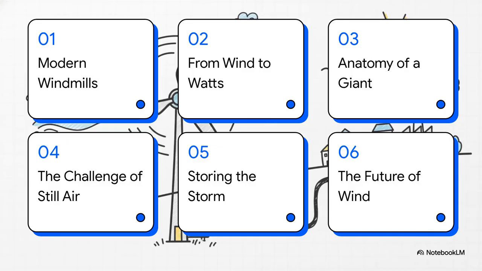So here's our game plan. We'll start with the basics of modern turbine design. Then we'll trace the journey from a simple breeze all the way to a usable watt of power. After that, we're going to break down one of these giants piece by piece. We'll also tackle its biggest weakness, what happens when the air is still, and look at the seriously cool ways we store that power. And finally, we'll look ahead to the future of wind energy.